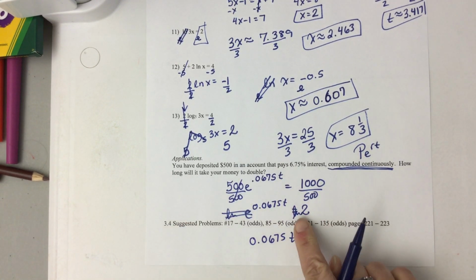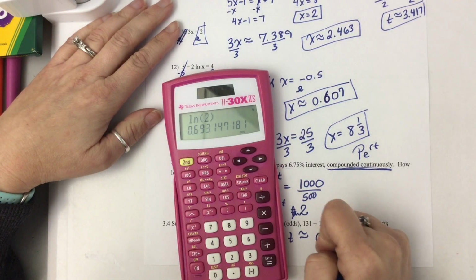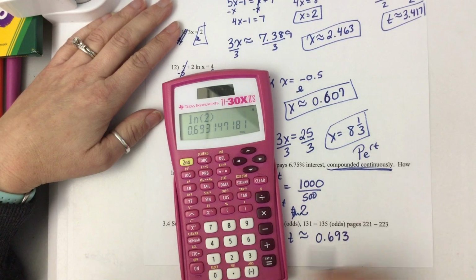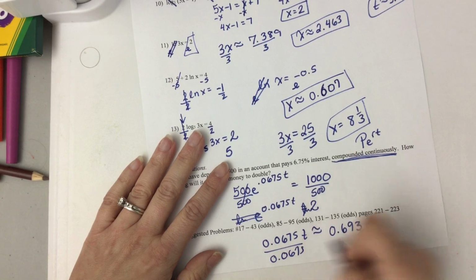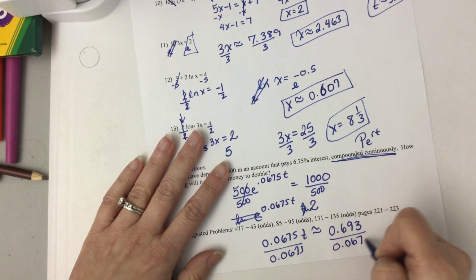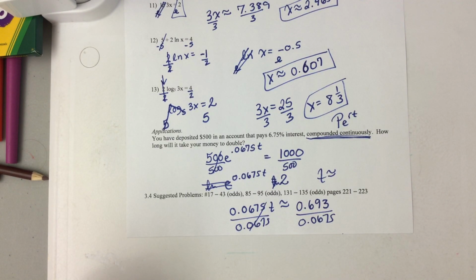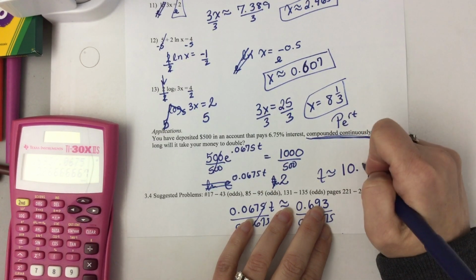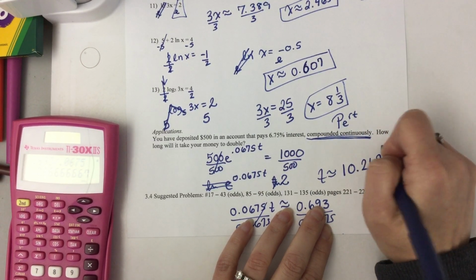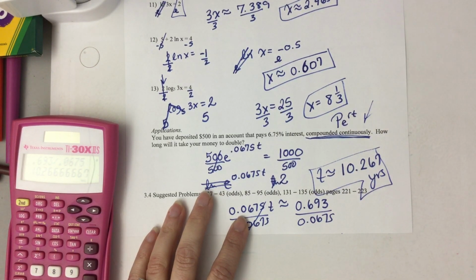0.0675t is approximately, let's take the natural log of 2. I have 0.693. Last step, to solve for t, divide by 0.0675. So t is approximately, let's go ahead and divide it, 0.693 divided by 0.0675. t is approximately 10.267 years.